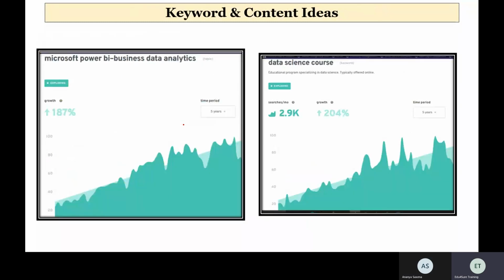Now this is another thing which I was searching for our business. For example, I want to get a keyword and content idea, like what should be my keyword and what should be my content.